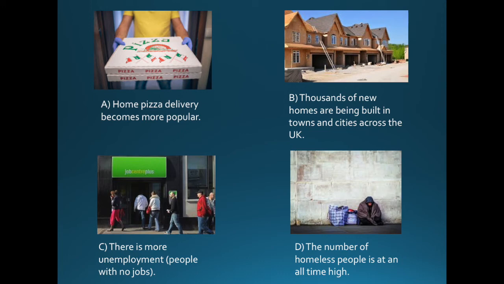C, there is more unemployment. More people are without jobs. And then we have D, the number of homeless people is at an all-time high. Now, which stage do you reckon that one links to? So take a moment, think about it, write down your answers if you need to, and only move on or play the next slide once you've attempted this.